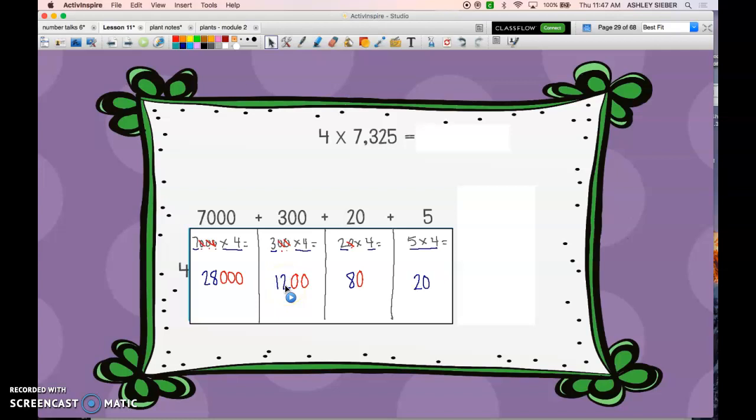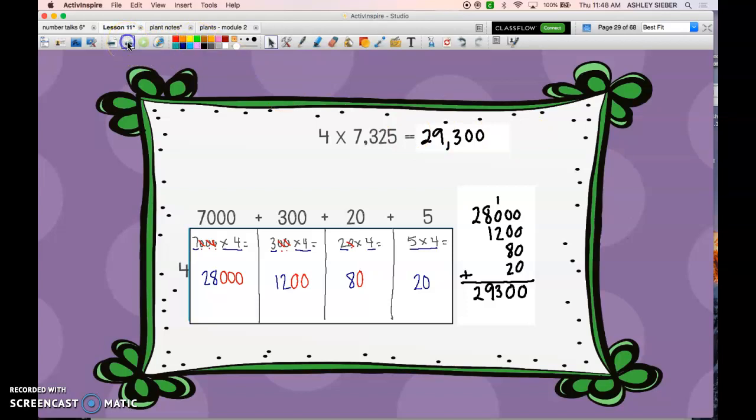7,000 times 4 is 28,000. 300 times 4 is 1,200. 20 times 4 is 80. And 5 times 4 is 20. Now we're ready to stack and add. 28,000 plus 1,200 plus 80 plus 20. Add those all up. Don't forget to regroup. It is 29,300. So my final product is 29,300.